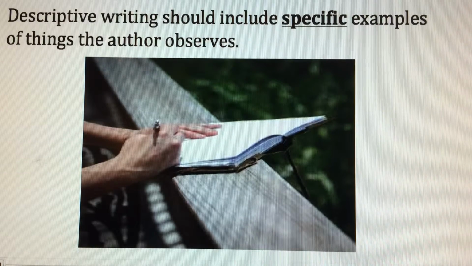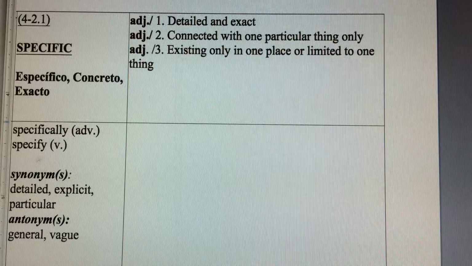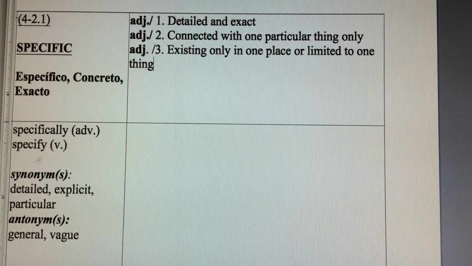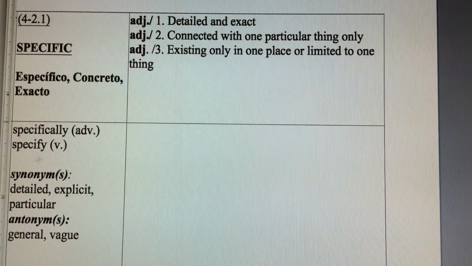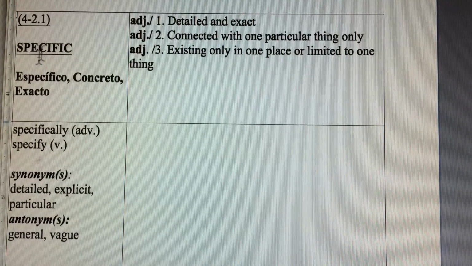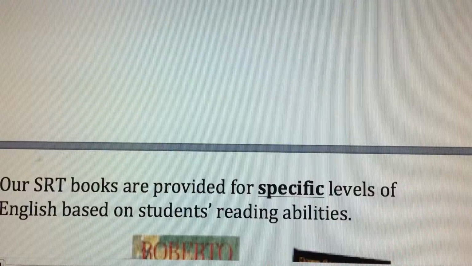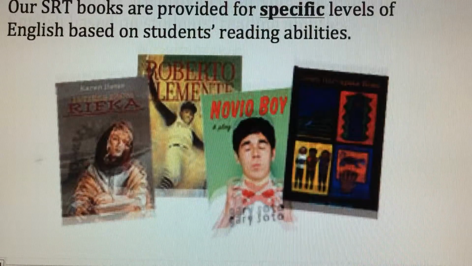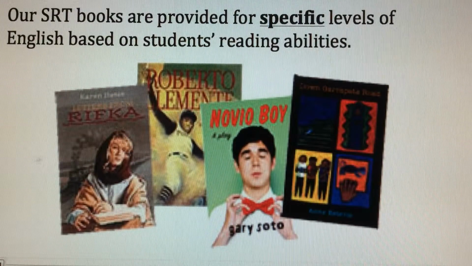Okay, let's look at the second definition. Second definition means connected with one particular thing only. So when a teacher is asking a question, the teacher might ask a specific student, one student only. All right? Or another example might be our SRT books. We all have different SRT books. They are provided for specific levels of English based on students' reading abilities.